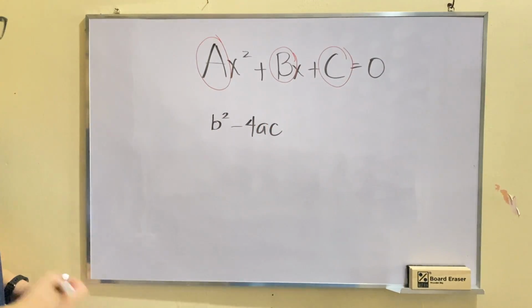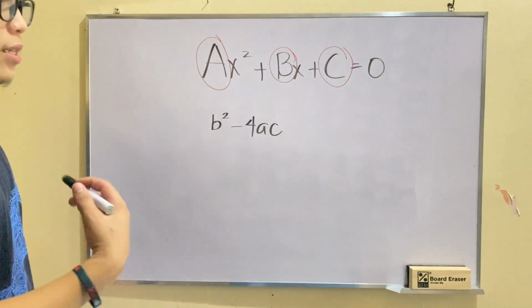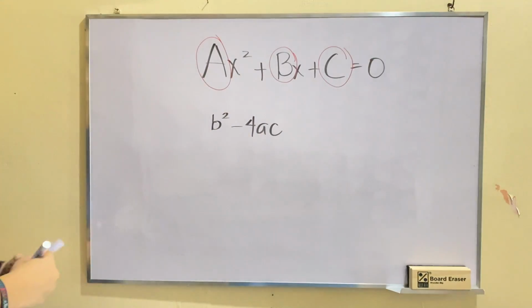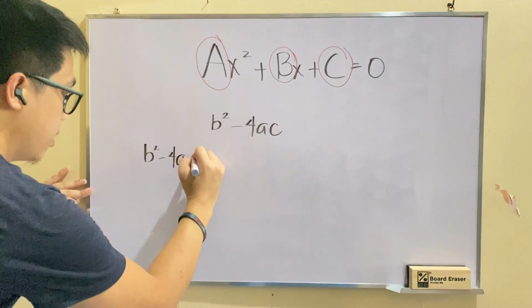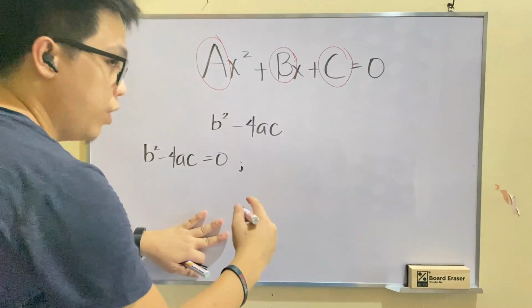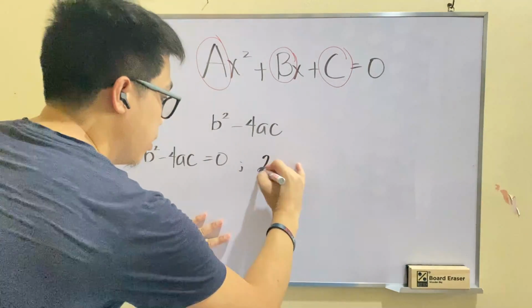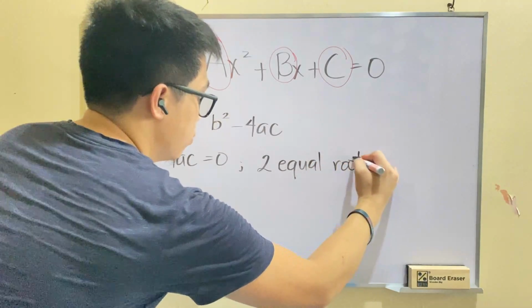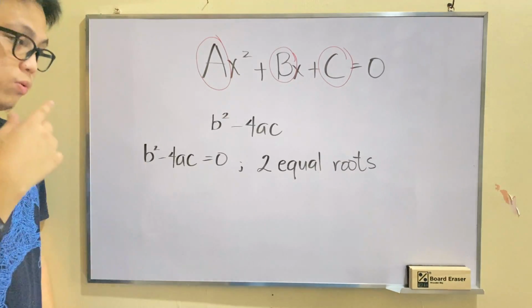So there will be 3 conditions para malaman natin or ma-characterize or ma-describe kung anong klaseng roots ang meron ang isang given na quadratic equation. So, if b squared minus 4ac is equals to 0, therefore, we have 2 equal roots. Ibig sabihin, meron tayong equal na dalawang roots. So, x sub 1 is equals to x sub 2.